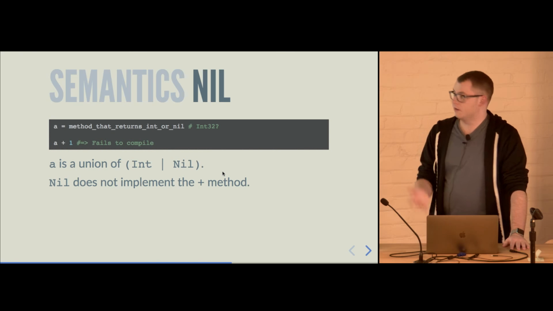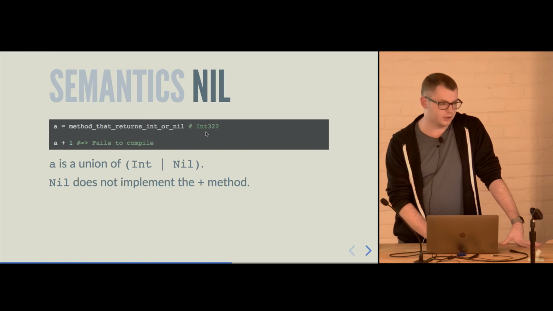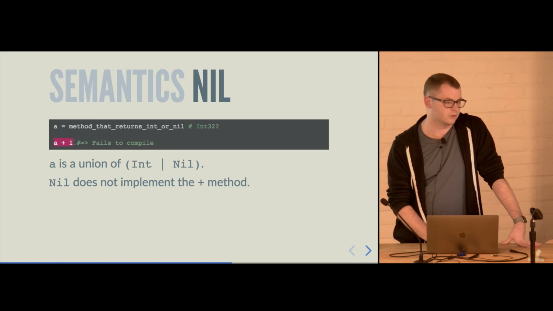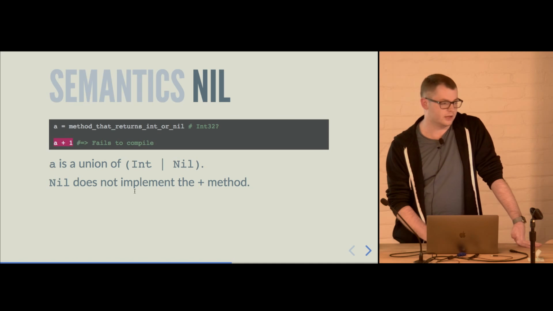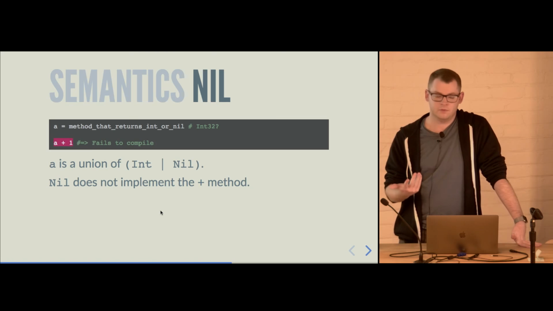So here's an example. We have some method that returns an int or a nil value. So the return type is int or nil, right? And that's what a is. So here's a plus 1. We try to write that. Since a is a union of int or nil, and nil doesn't implement the plus method, we'll get a compile error. So how would we deal with that?